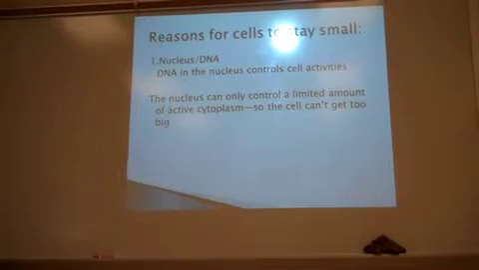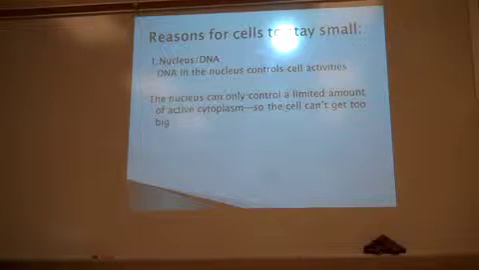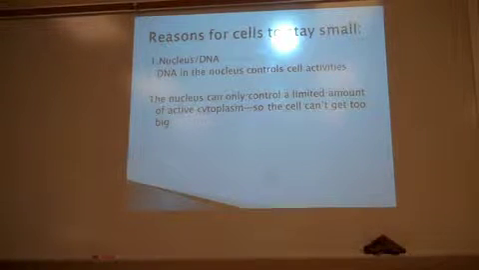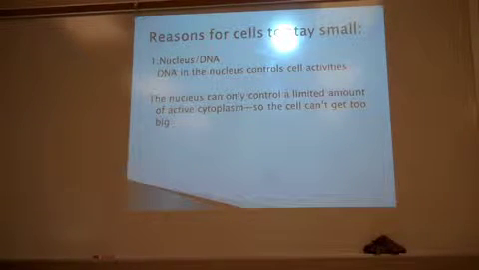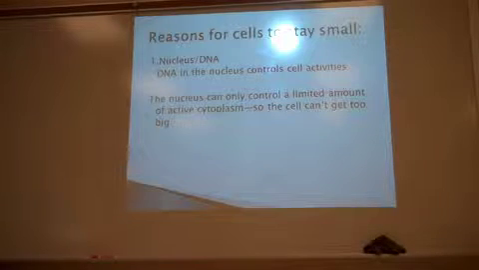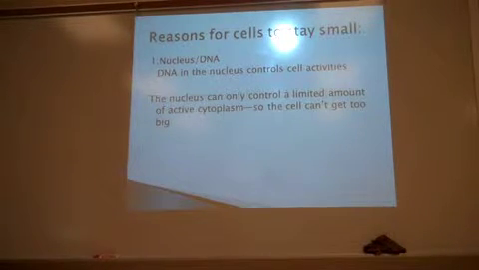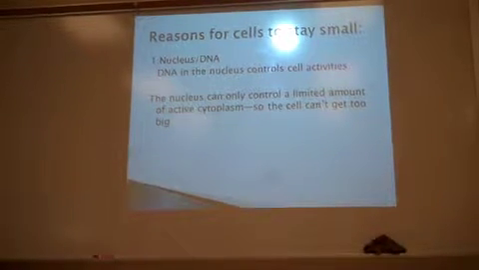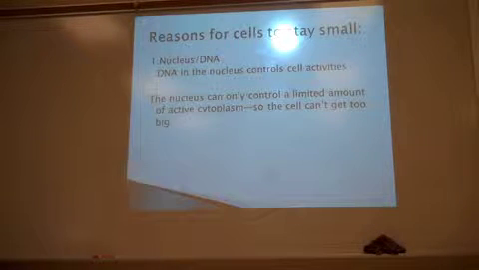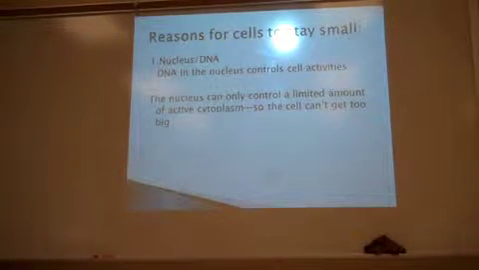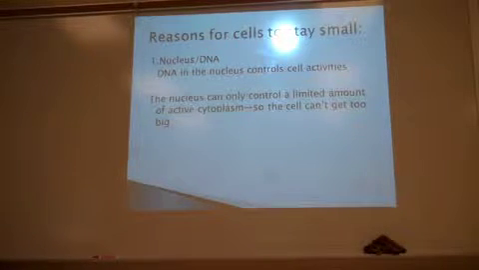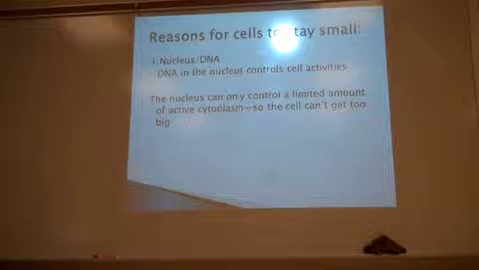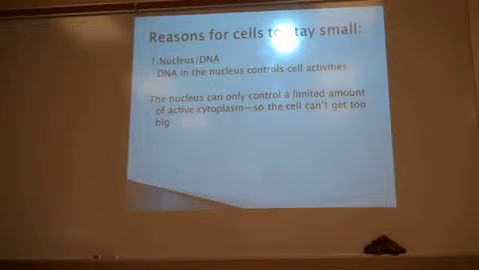The nucleus can only control a limited amount of active cytoplasm. So the cell can't get too big. That was my printer analogy, copier analogy. The plans are all in the DNA. You have to transcribe a protein via protein synthesis, so you have to go through transcription. So you have to copy that. So when you copy that, if there's multiple people trying to copy the same section of DNA, you're going to have problems. That's why a cell can't be humongous. One of the reasons. Yes, sir?